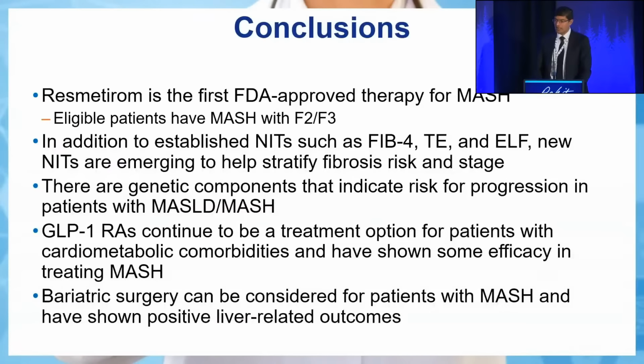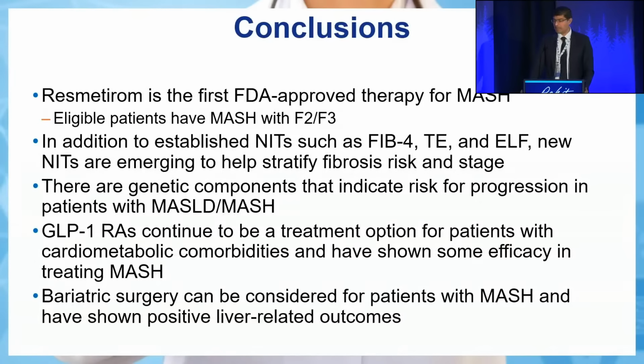So in conclusion, Resmetirom is the first FDA-approved therapy for MASH. Eligible patients have MASH with stage 2 or stage 3 fibrosis who do not have cirrhosis. In addition to established NITs, such as FIB4, transient elastography, and ELF, new NITs are emerging to help stratify fibrosis risk and stage. There are genetic components that indicate risk for progression in patients with MASLD, and GLP-1 receptor analogs continue to be a treatment option for patients with obesity, type 2 diabetes, and cardiometabolic comorbidities, and have shown efficacy in treating MASH as well.